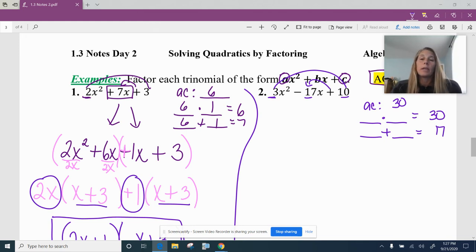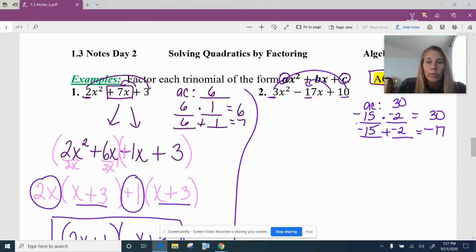Okay, so you might be thinking of your multiples of 30, right? So 2 and 15, 3 and 10, 5 and 6. Which of those add to get 17? So we know 15 and 2. Okay, so once you get the numbers, let's focus on the signs. We know they're going to multiply to get a positive 30, which tells us they're either both positive or both negative, but they need to add up to get negative 17, so that tells me that they both have to be negative.